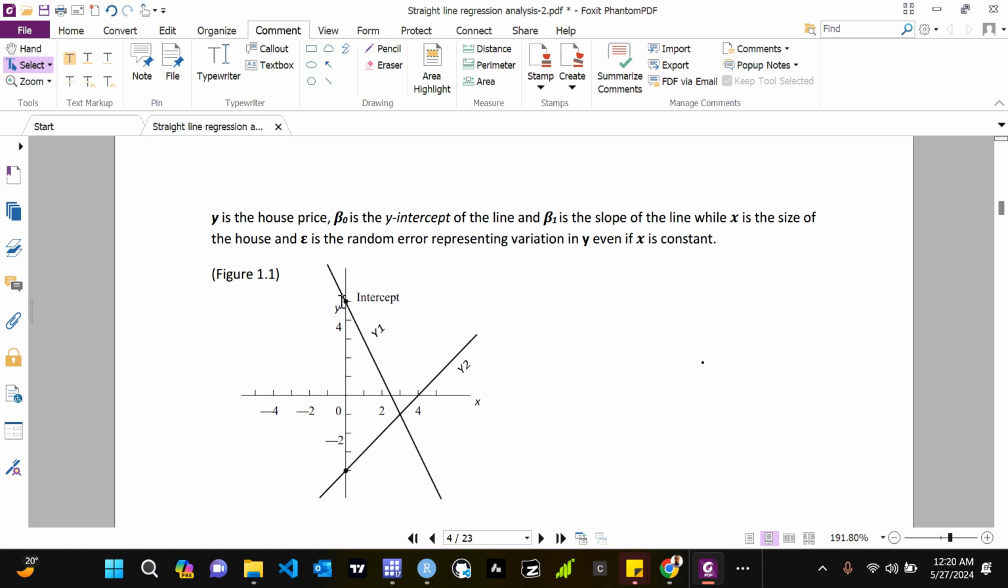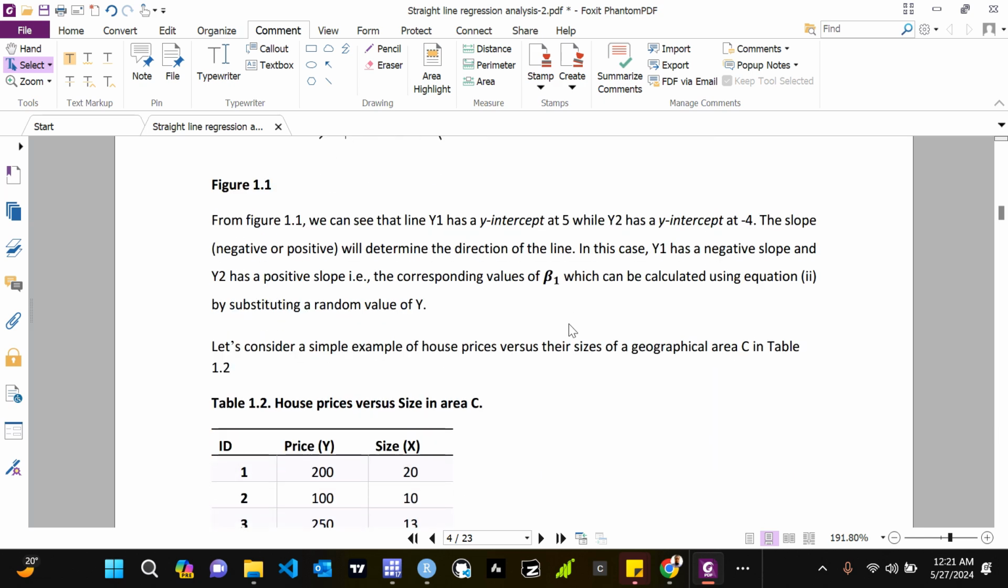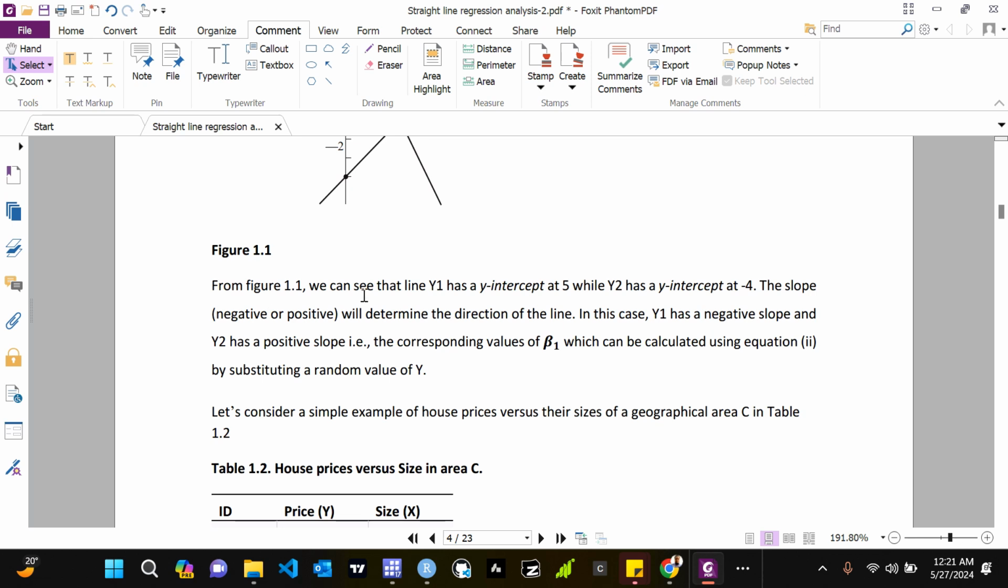So what do we mean by the intercept? The y-intercept is the value where the line meets the y-axis. We see that y1 has a negative slope since the straight line is going down, and y2 has an intercept of -4 and a positive slope, or a positive beta 1. From this figure 1.1, we can see that y1 has a y-intercept of 5 and y2 has a y-intercept of -4. The slope is negative or positive by determining the direction. I have already explained that.